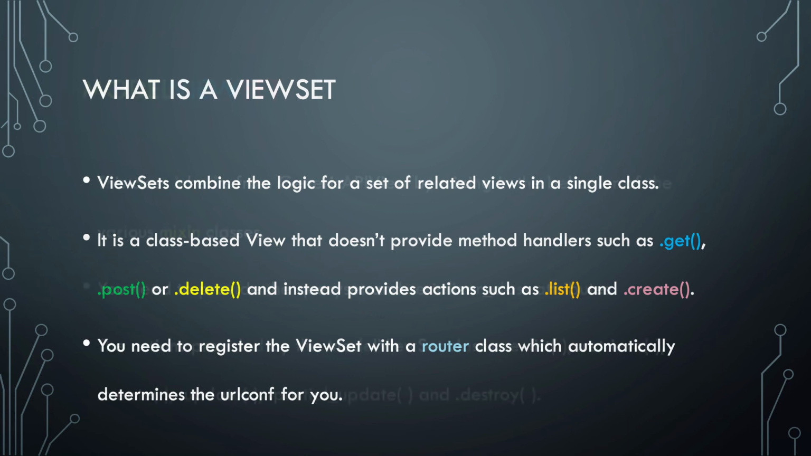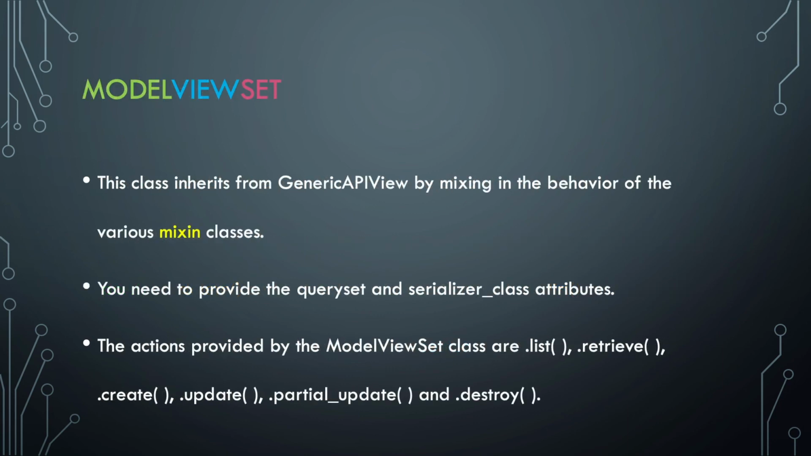The ModelViewSet class inherits from GenericAPIView by mixing the behavior of the various mixin classes. You need to provide the queryset and serializer_class attributes. The actions provided by the ModelViewSet class are .list, .retrieve, .create, .update, .partial_update, and .destroy.